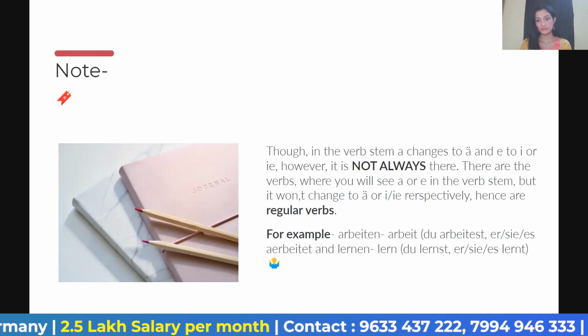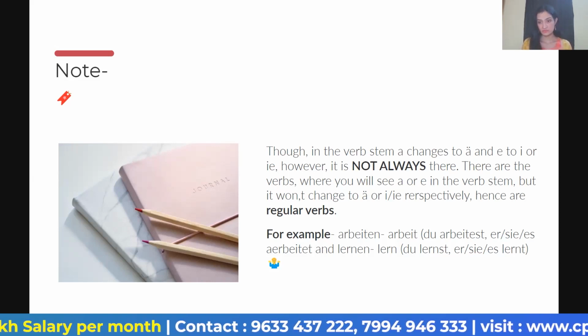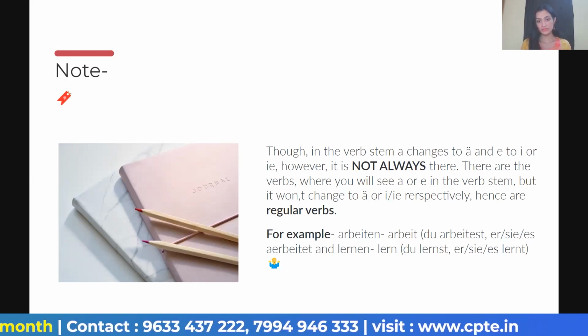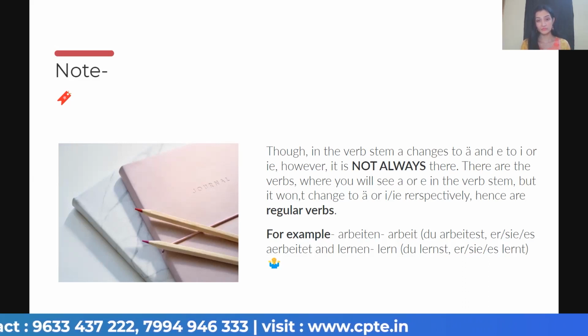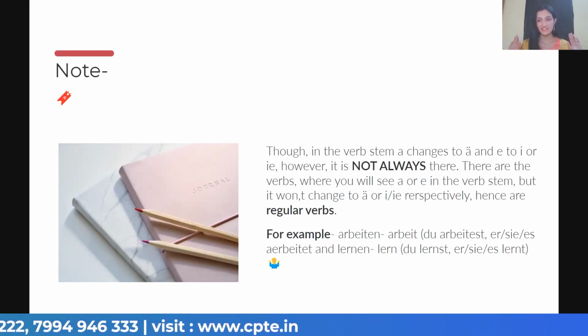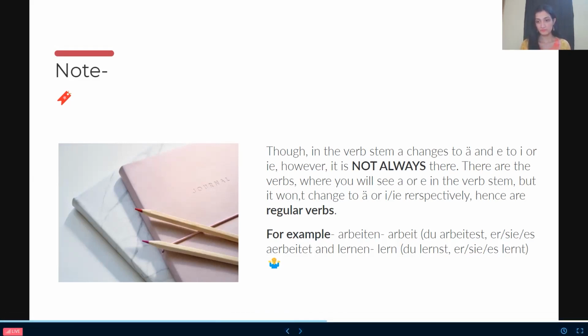It will be du arbeitest, er arbeitet. Okay, it's ARBEITET. By mistake, it's different over there. Might be a typing mistake, so please forgive me for it. So yes, du arbeitest, er arbeitet. Arbeit plus st, and why the extra e is there, you already know, because the verb stem is ending with t. So that's why the extra e is there. So du arbeitest, you are working. Er arbeitet, he, she, or it is working.